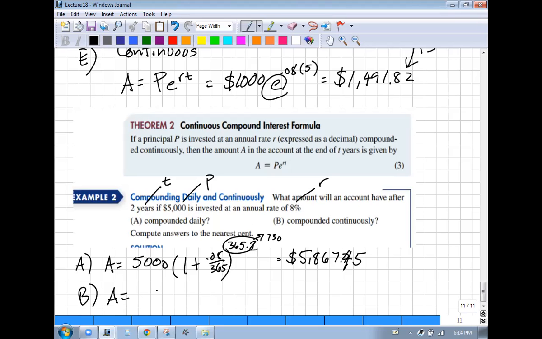We compound it continuously. We have the principal, e to the rt. So I got 0.08 times 2, e to the that, and times 5,000, which gives us $5,867.55. So we made an extra 10 cents, right? Not a lot, but going from daily to an infinite number of times, you might think it might be a huge difference. 365 versus infinity, right? But every time you compound even more, you're getting less out of it.